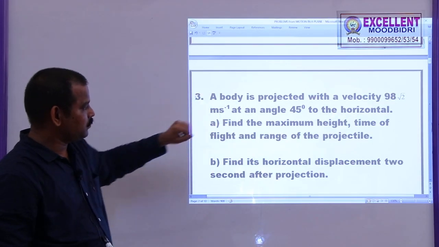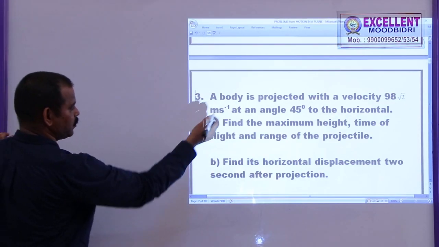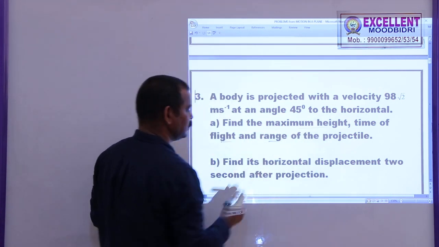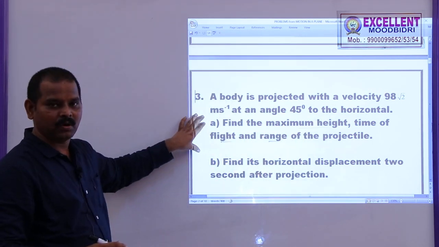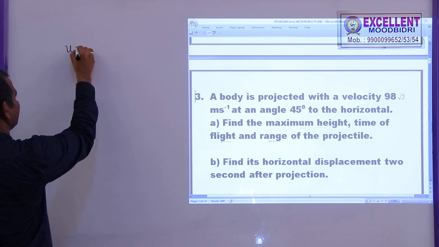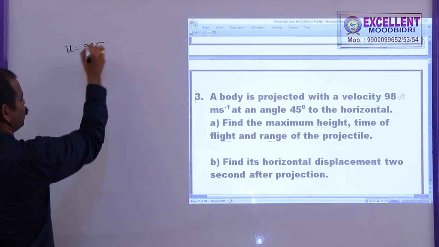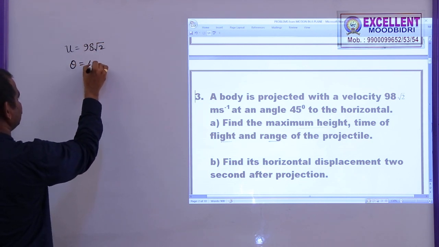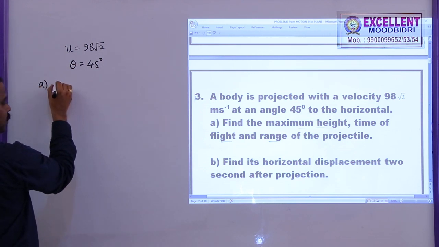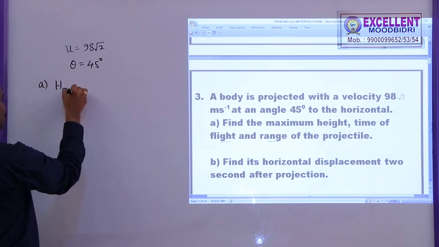A body is projected with a velocity 98 root 2 at an angle 45. They are asking us to find the maximum height, time of flight, and range. This is one of the most important models for PUC. So in this problem, the initial velocity is given as 98 root 2. The angle of projection is given as 45 degrees. Now in part A we need to find H max.